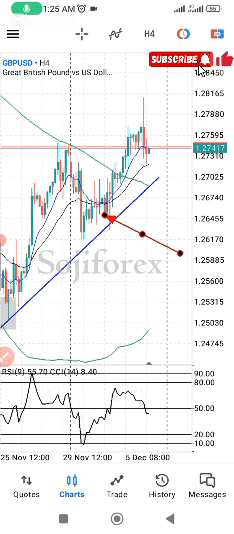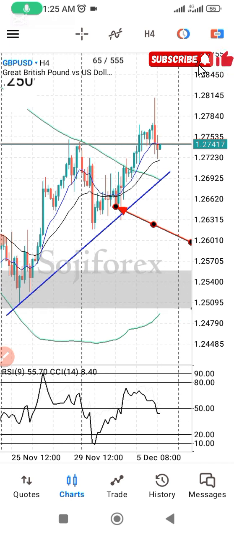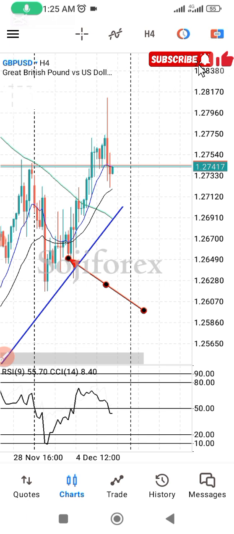So having established that, we'll be looking for confluence for us to make an entry. One of those confluences is, once you have identified a trade like this, the next thing you need to do is identify your point of interest. After identifying your trend, you mark out your point of interest. And what are our points of interest?